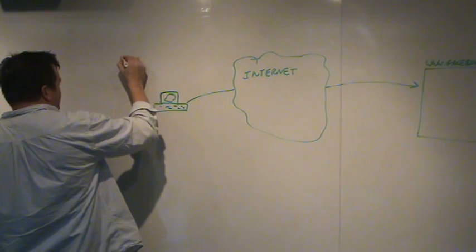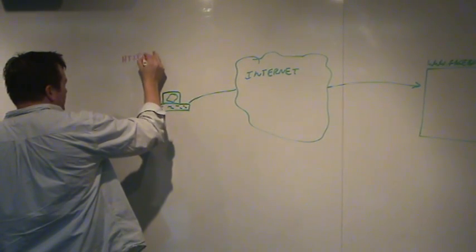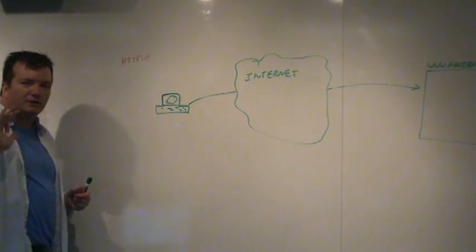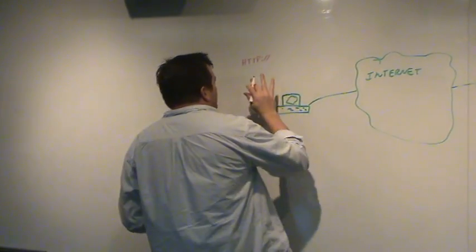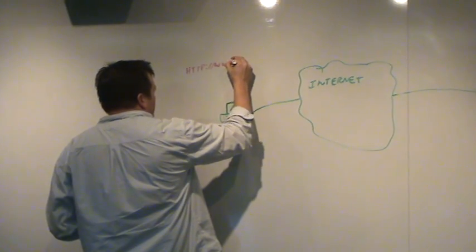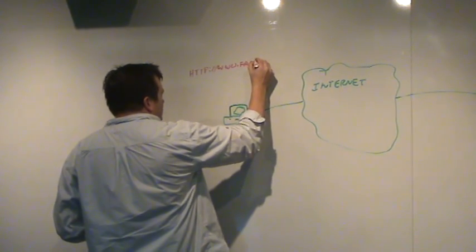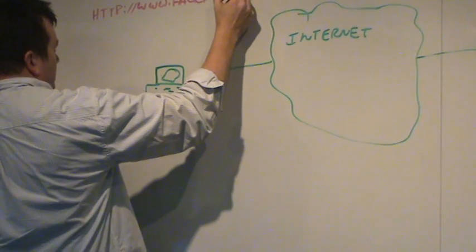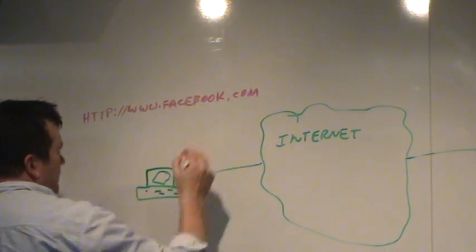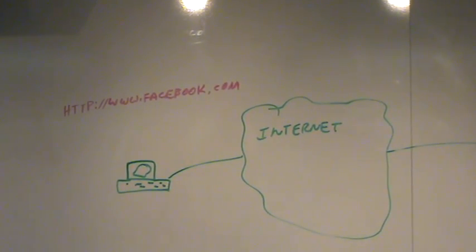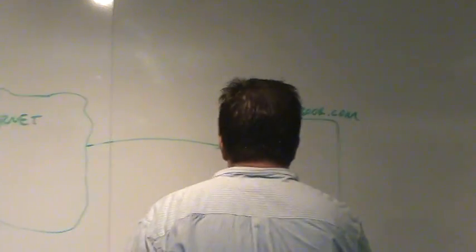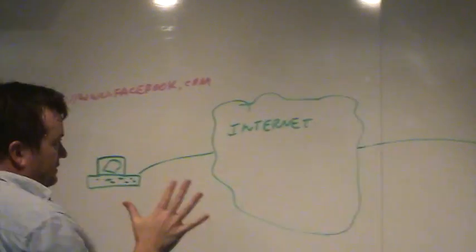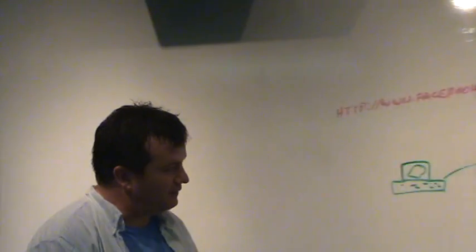You say http://. That means you want to connect to another machine and you want a web page to come back to you. And then you say www.facebook.com. Okay? You hit enter, it goes through the internet, it finds this machine out in California, and a web page comes back to you and you see it. You see the page with all its forms and all its programs and all that stuff.